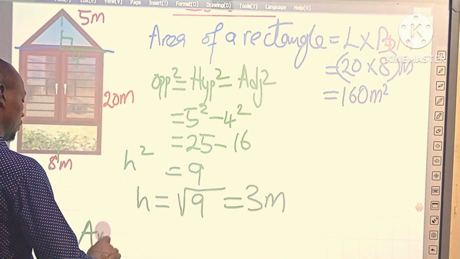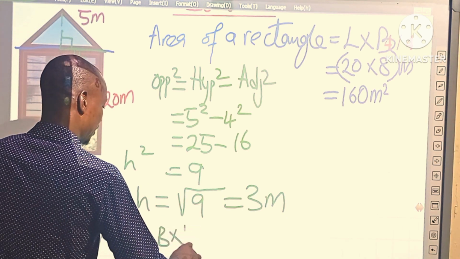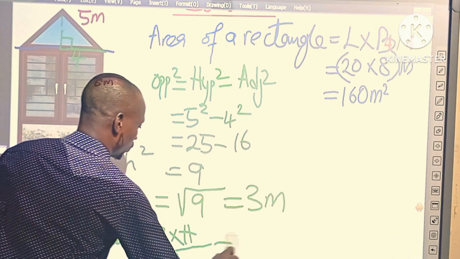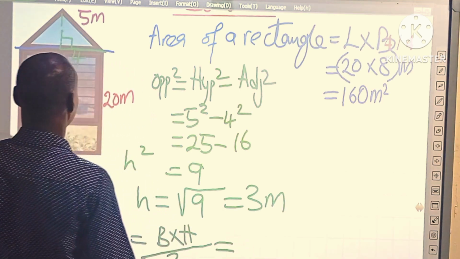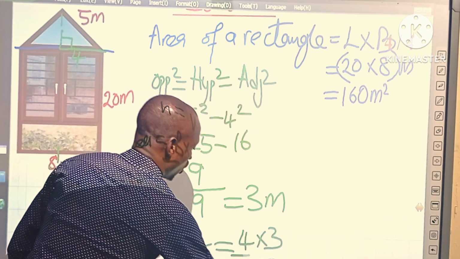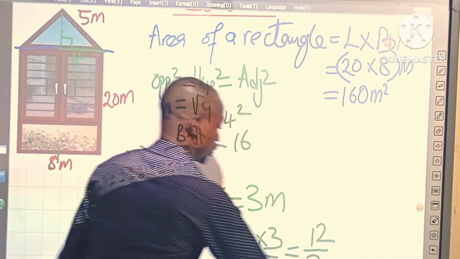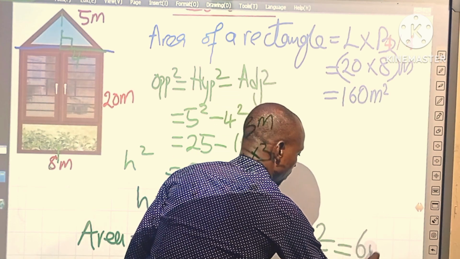Area of a triangle is equal to base times height all over 2, which is simply, the base here is 4. So we have 4 times 3 all over 2, which is equal to 12 all over 2, which gives us 6 meters.